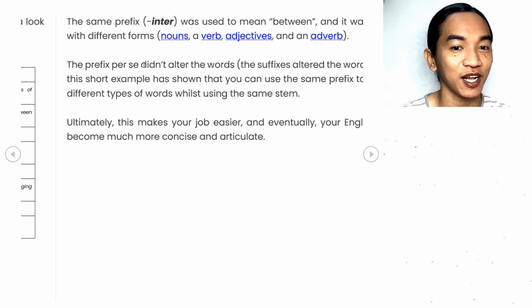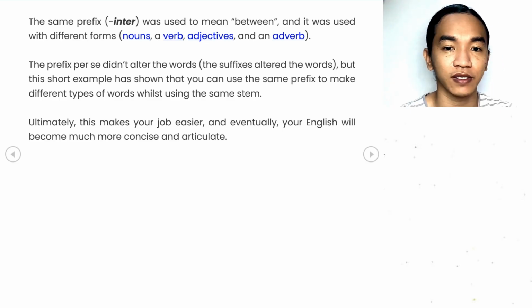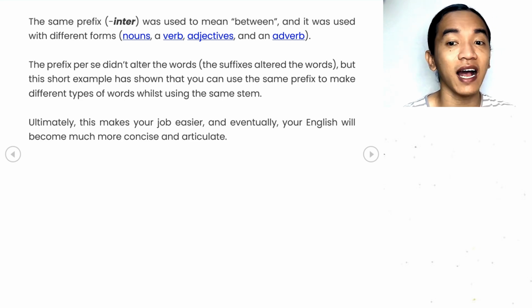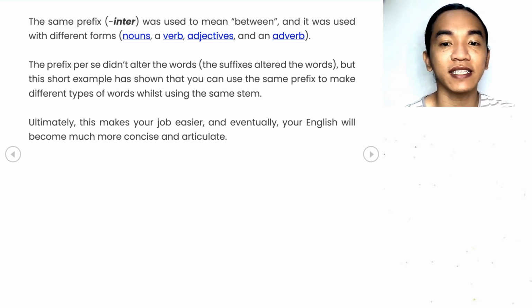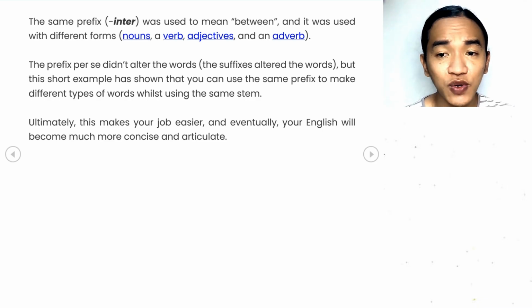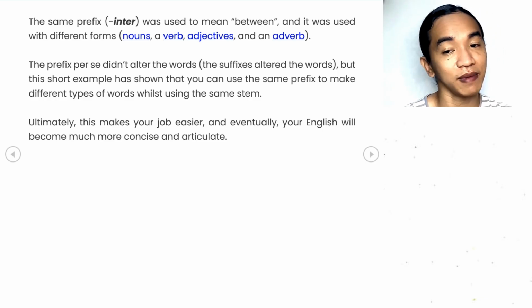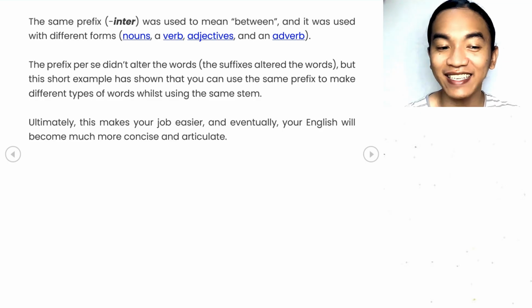All right? Now, the same prefix inter was used to mean between, and it was used with different forms: nouns, verbs, adjectives, and even adverbs. Okay? Now, the prefix per se didn't alter the word. So actually, it's the suffix. Just like I said, we need the help of a suffix. But this short example has shown you that you can use the same prefix to make different types of words while using the same stem or verb form. Ultimately, this makes your job easier, and eventually your English will become much more concise and articulate.